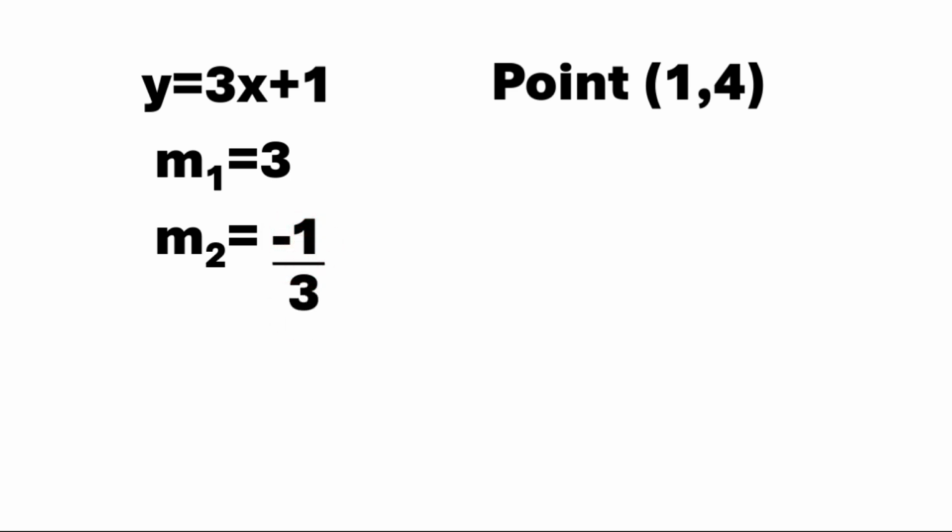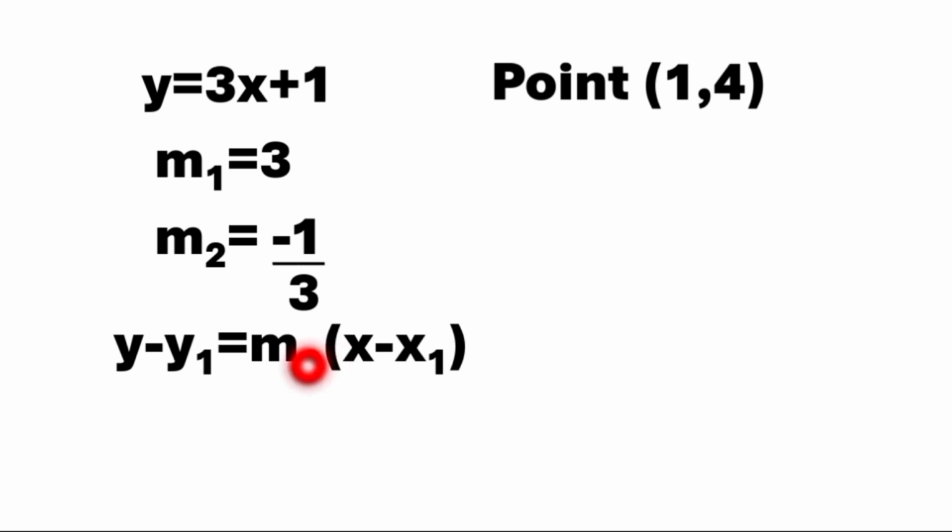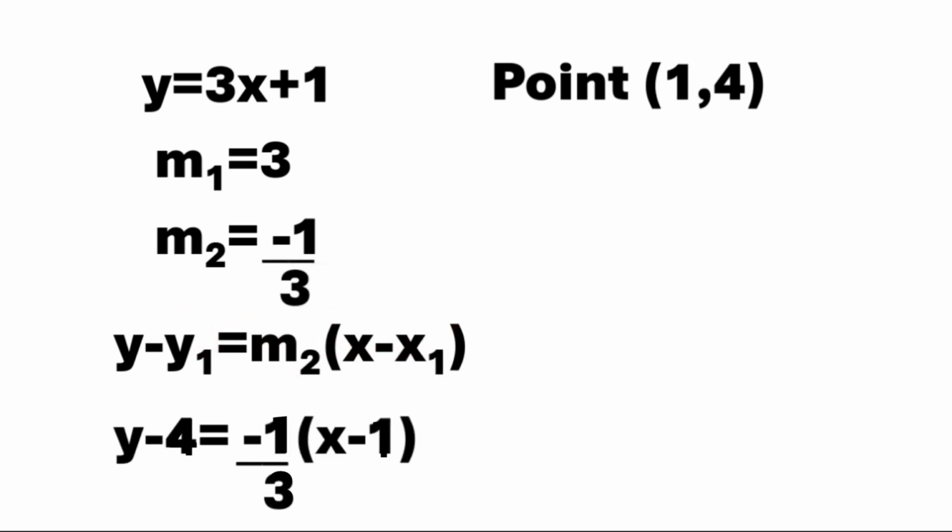Using the point-slope form, we have y minus y1 equals m2 times the quantity x minus x1. So we can substitute our values. y is 4, so we have 4. Our m2 is negative 1/3, and our x1 is 1. So this is now the point-slope form, but we can still simplify this to the slope-intercept form.